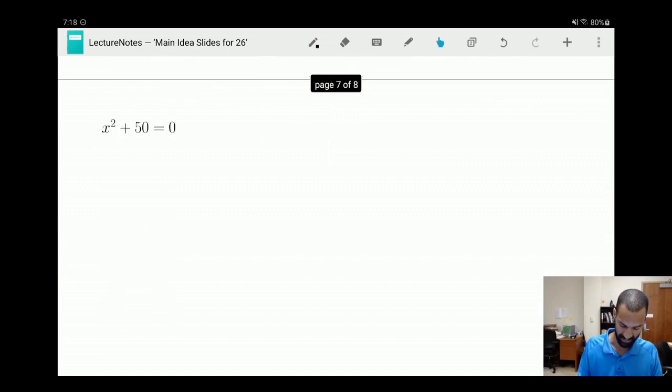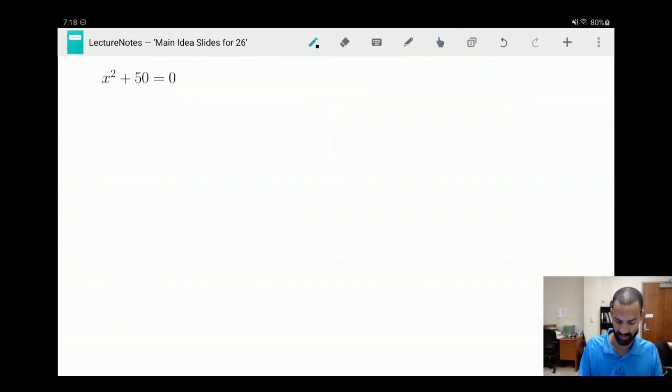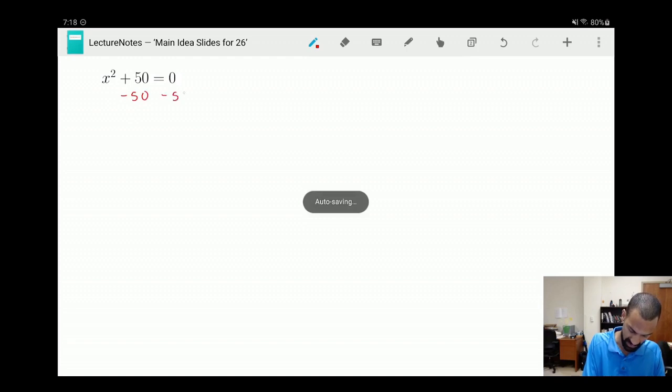Okay, let's keep going. x squared plus 50 equals 0. Alright, I want to use the square root property here, so I'm going to subtract 50 from both sides to get x squared by itself.